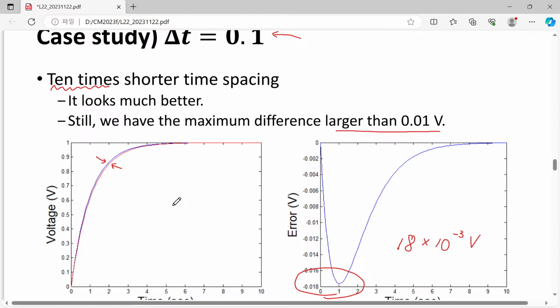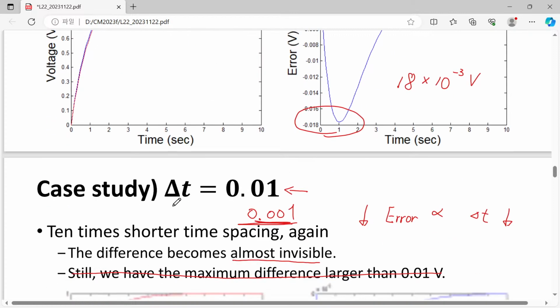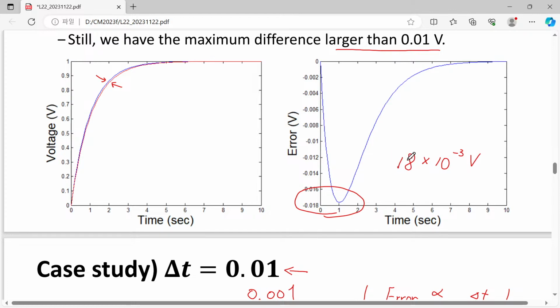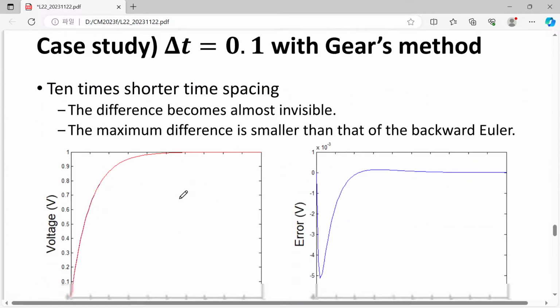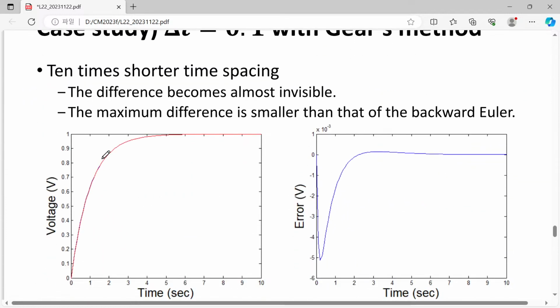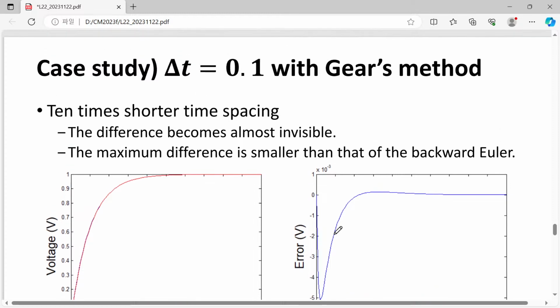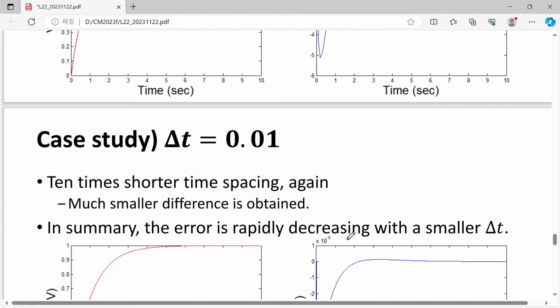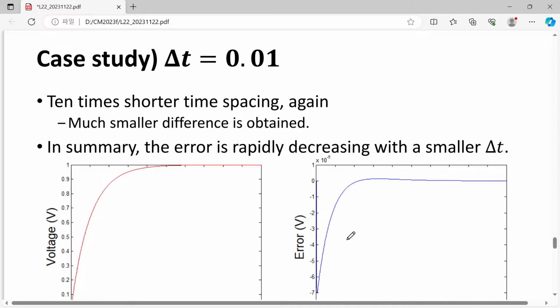So although small, you can clearly observe a small difference, and the maximum error was about 18 millivolt. And when you go to this case, can you see the difference? Actually not, and the difference is about 5 millivolt. More than 3 times smaller error is obtained with the same delta t. But the real advantages of Gear's method come at even smaller delta t.